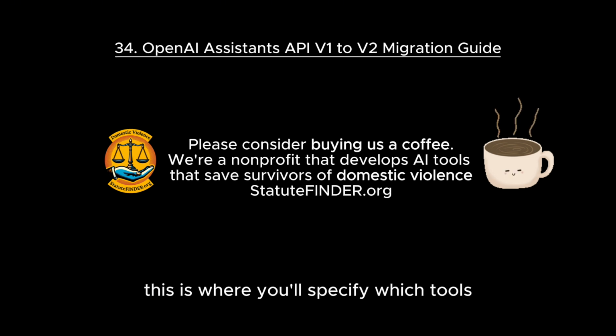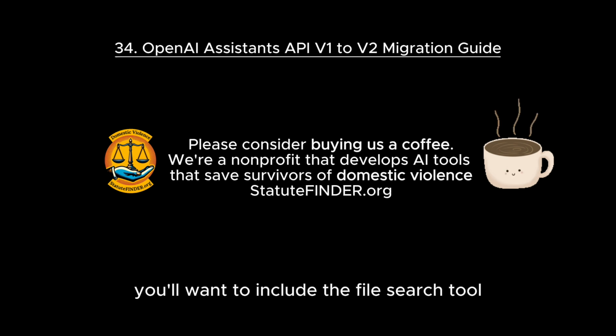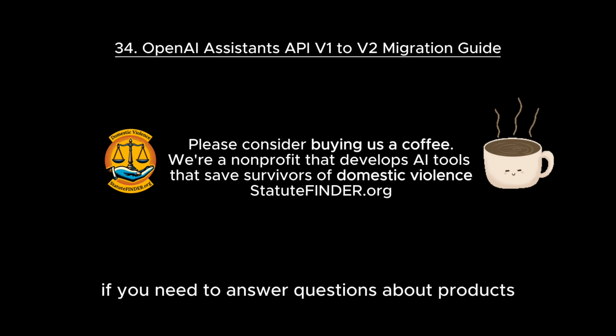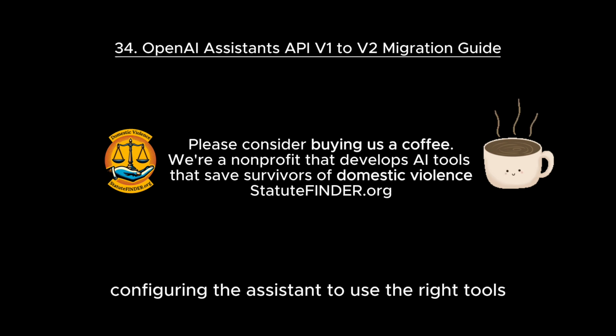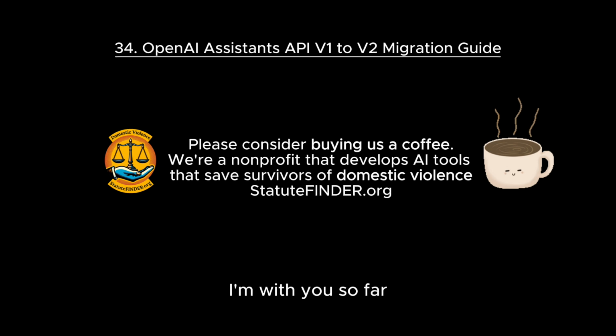This is where you'll specify which tools the assistant will use and how it will access those tools. In this case, you'll want to include the file search tool and tell it to use your product information vector store as its source of data. So I'm basically telling the assistant, hey, if you need to answer questions about products, go check out this vector store. That's a perfect way to put it. You're essentially configuring the assistant to use the right tools and resources for the task at hand. Okay, I'm with you so far.